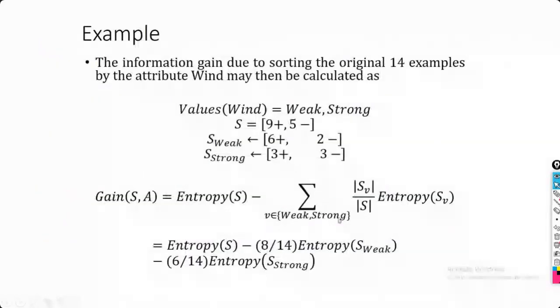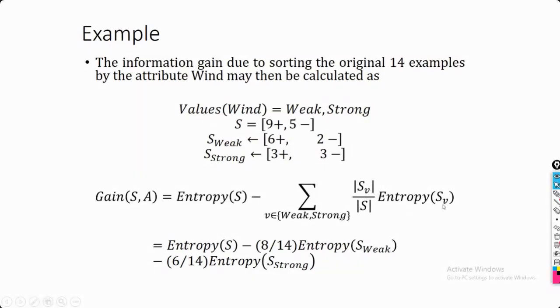Next, for weak and strong, first we will calculate with respect to weak, and next with respect to strong. So this formula is going to be like, for weak we have 8 values. Out of 14, 8 are weak, and out of 14, 6 are strong. Out of this 14, weak is 8, and strong is 6. So we have covered this part.